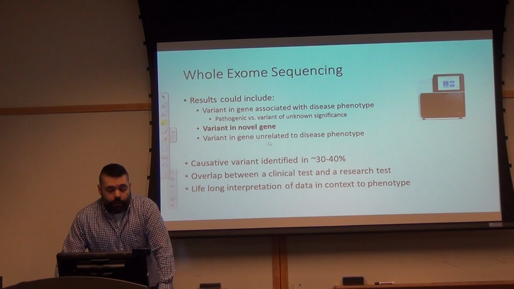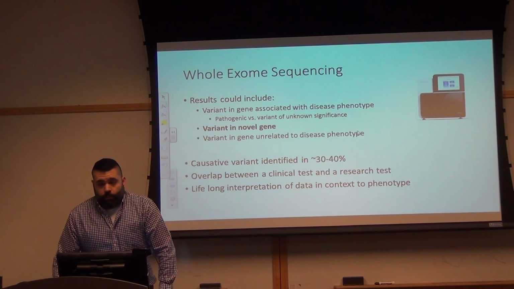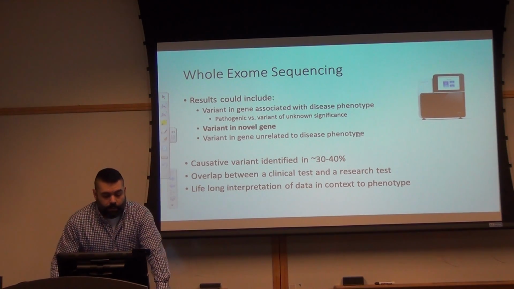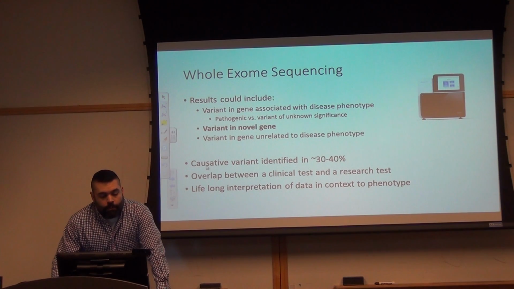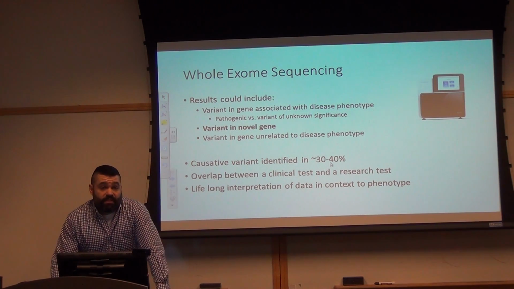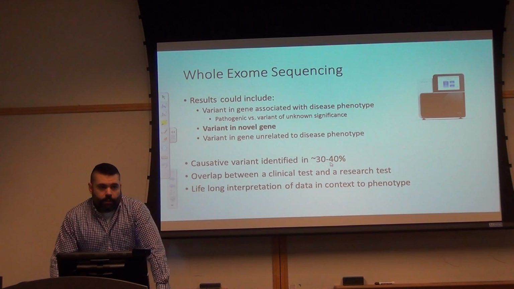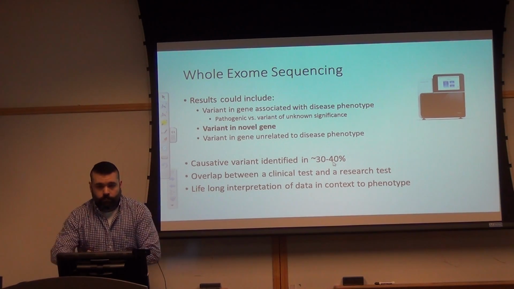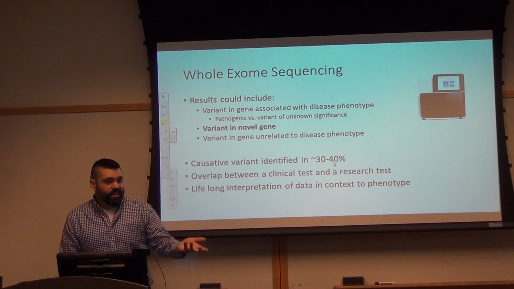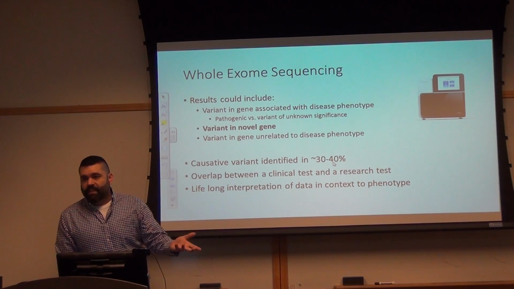You could also find a variant in a gene unrelated to the disease phenotype, which I'm fairly sure I'm going to talk about. The causative variant in exome testing is identified in about 30 to 40% of the cases. So that's pretty good. So in 60 to 70%, we still don't know genetically what's going on. So what are some of the reasons why that could be? It could be an intron. It could be something that's not captured well.